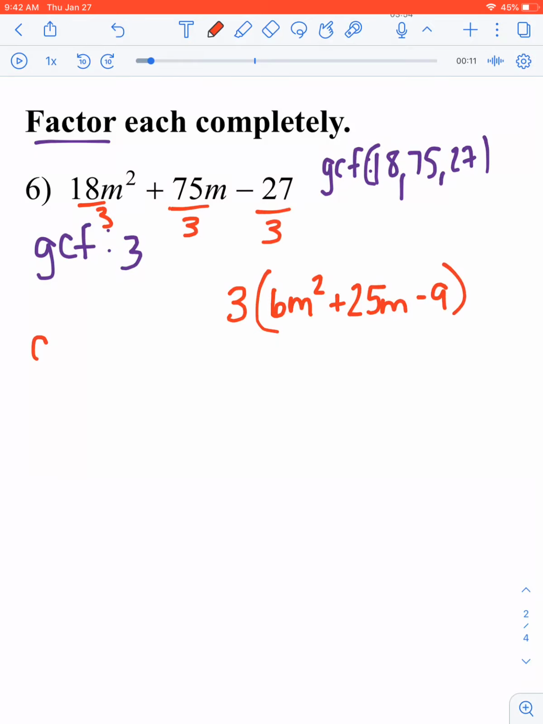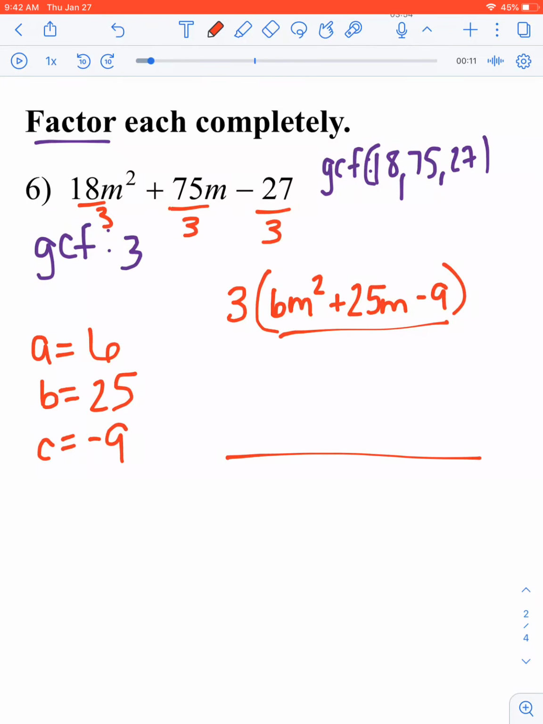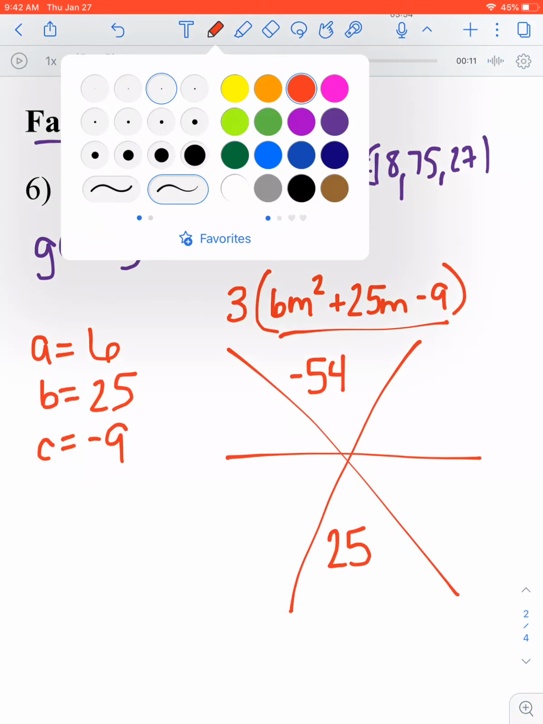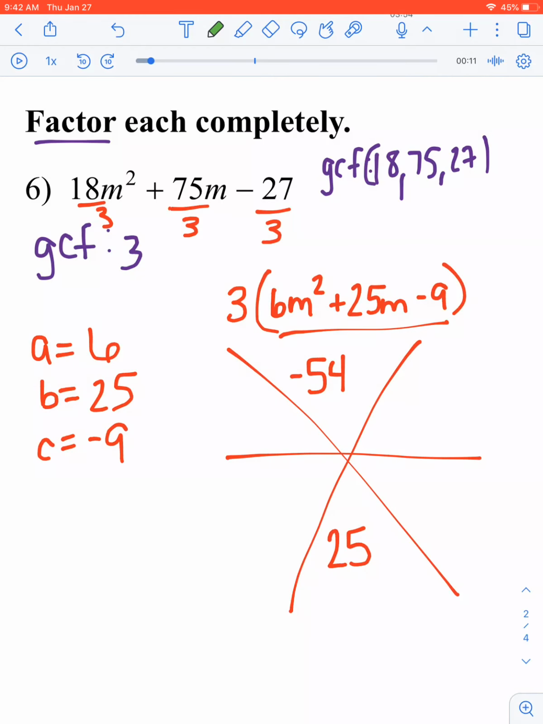So then I find my A, B, and C from there. That's one thing that I see a lot of people make a mistake on. Find your GCF from this. So 6, 25, and negative 9. Now I'm going to make my snowflake. I did not prepare myself for this one because this is going to have big numbers here. So AC goes on top, which is negative 54. And then 25 goes on bottom.